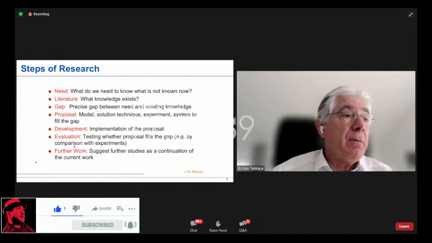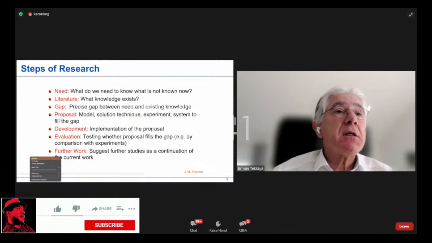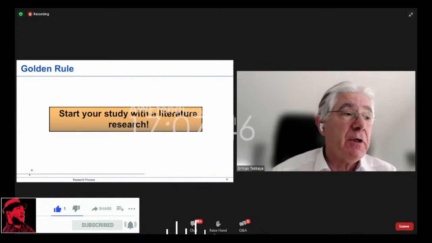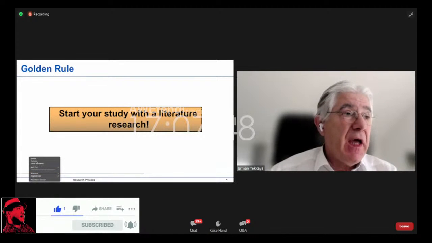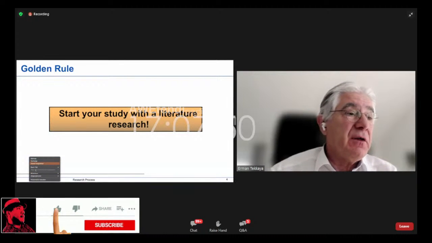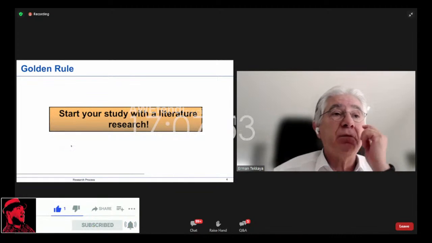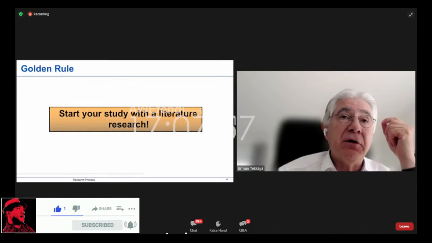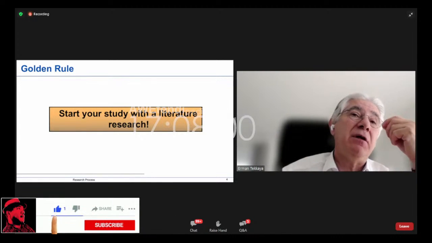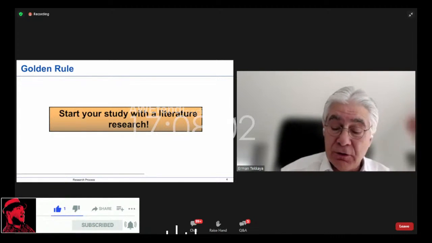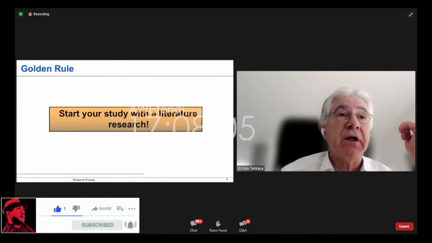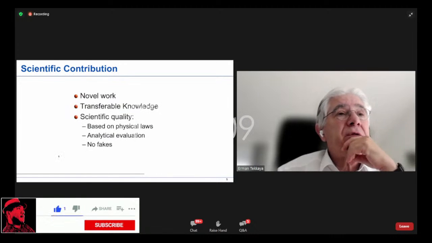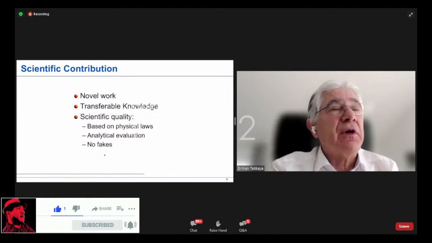Okay, so the golden rule is to start the study with the literature survey. I already said this, and in this sense, it is important to make a literature survey not only among your colleagues, not only in the last year. You have to find all the relevant papers, as Timo said very nicely. Okay, this is, in my eyes, the most important thing.